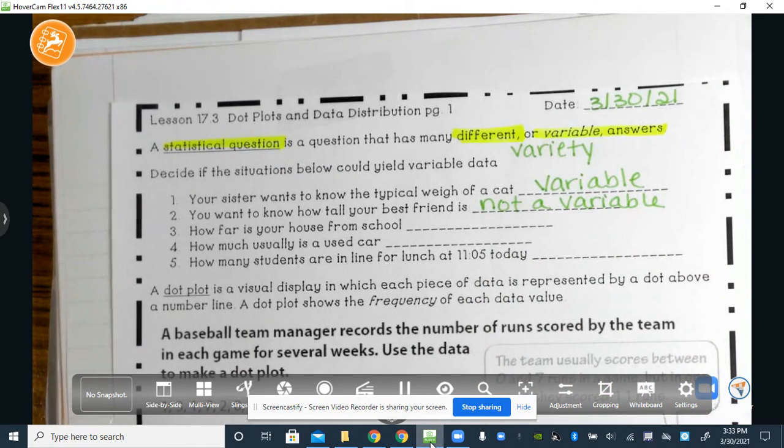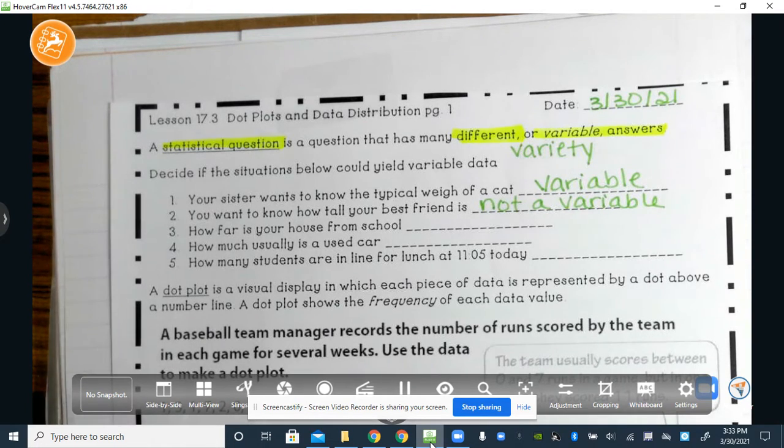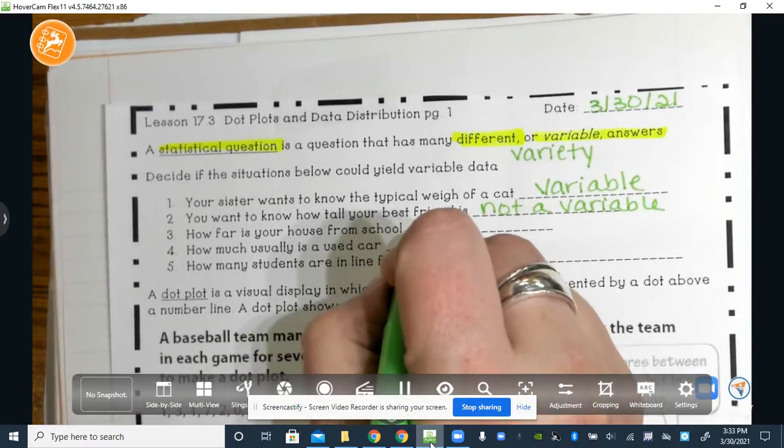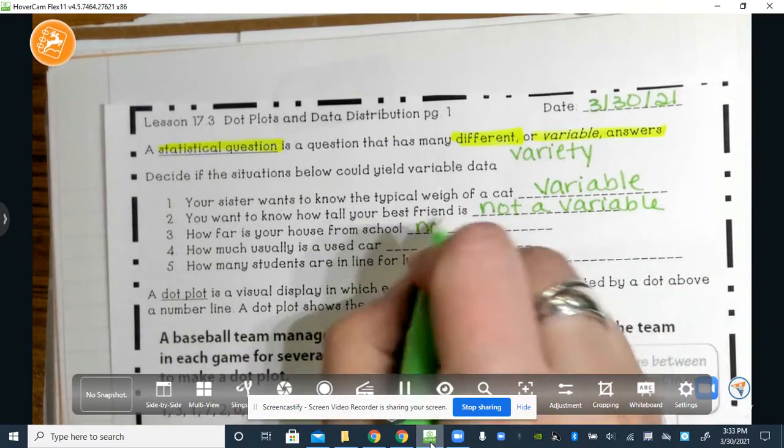How far is your house from school? We're talking about distance here, not time, because time can change because something could happen. But the distance from your house to school will stay the same. That will be not a variable. I'm not going to have a variety of different answers there.